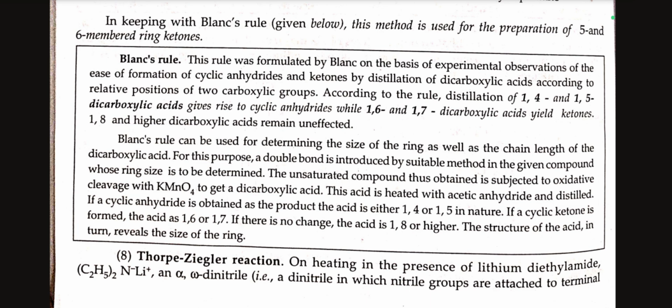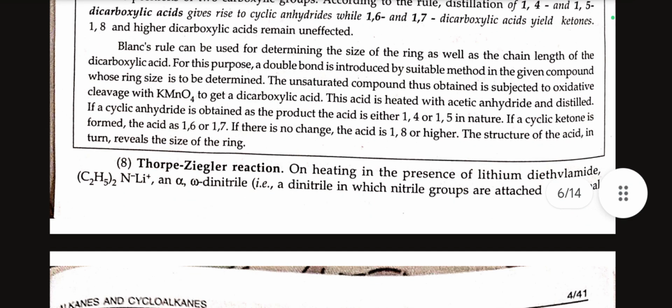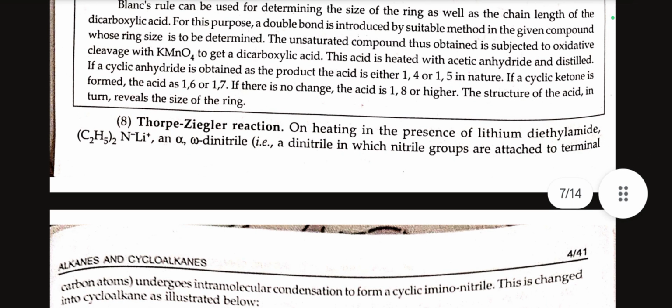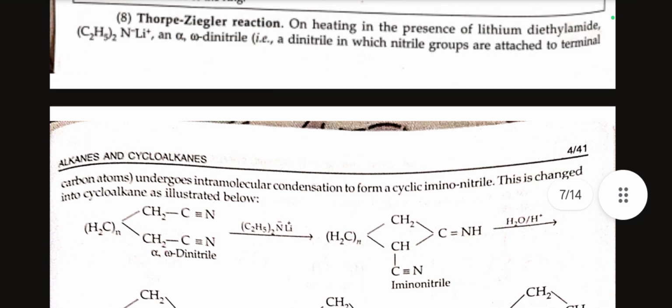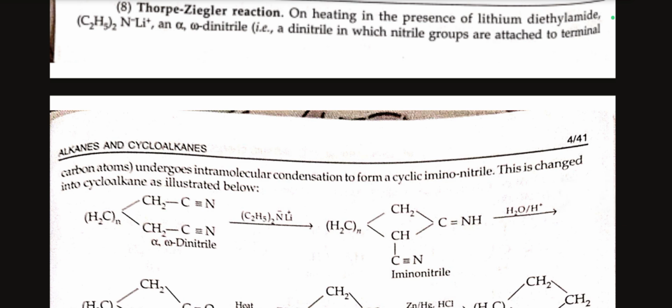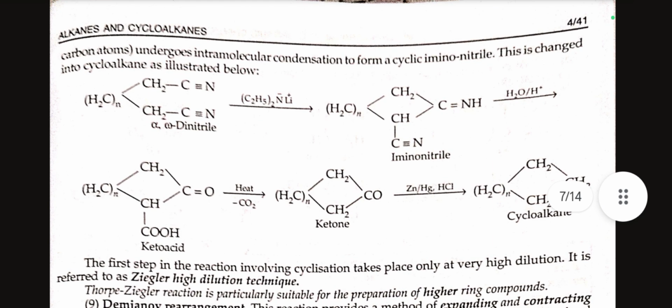is to be determined. Now, Thorpe-Ziegler reaction. On heating in the presence of lithium diethylamide, (C2H5)2N negative Li positive, an alpha omega dinitrile, that is the dinitrile in which nitrile groups are attached to terminal carbon atoms, undergoes intramolecular condensation to form a cyclic iminonitrile. This is changed into cycloalkane as illustrated below. Alpha omega dinitrile gives us iminonitrile, and ketoimine gives us ketone, then after it gives us cycloalkane.